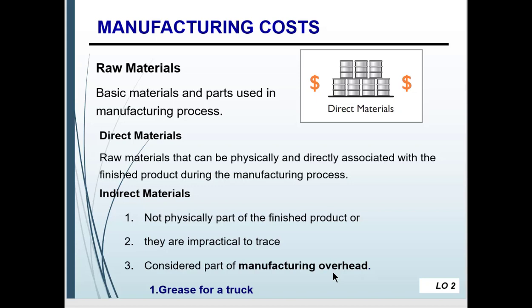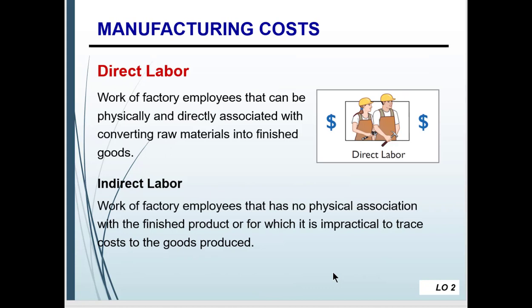But if you come back and think about the furniture, let's think about the sandpaper, to smooth out the surface. Is there a way that we're going to track how much sandpaper we use per piece of furniture? No, it's going to be incorporated as a total. Again, that's what we refer to as an indirect material.